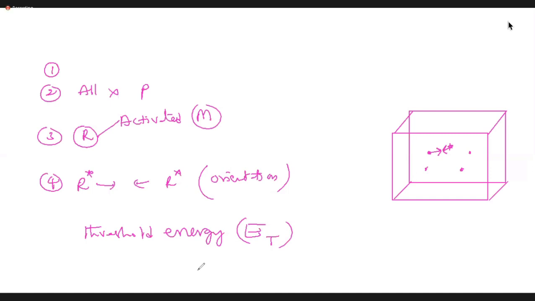Have you written? Yes, sir. The reactant molecules which possess the minimum amount of energy for the conversion into product is called threshold energy.